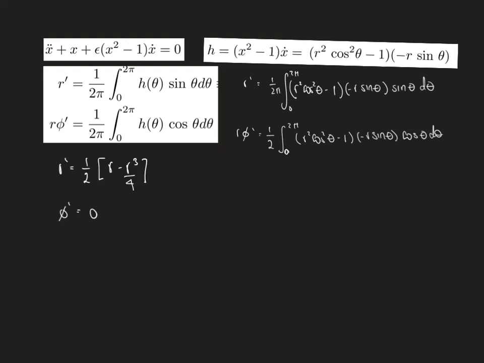Okay, so let me just write the solution again. So we have x approximately equal to x0, and the epsilon was just discarded, and this is equal to r of T cosine of tau plus phi of T.